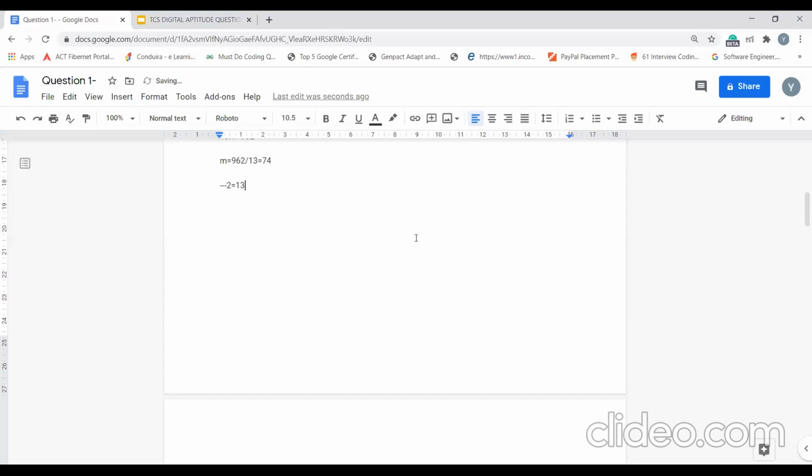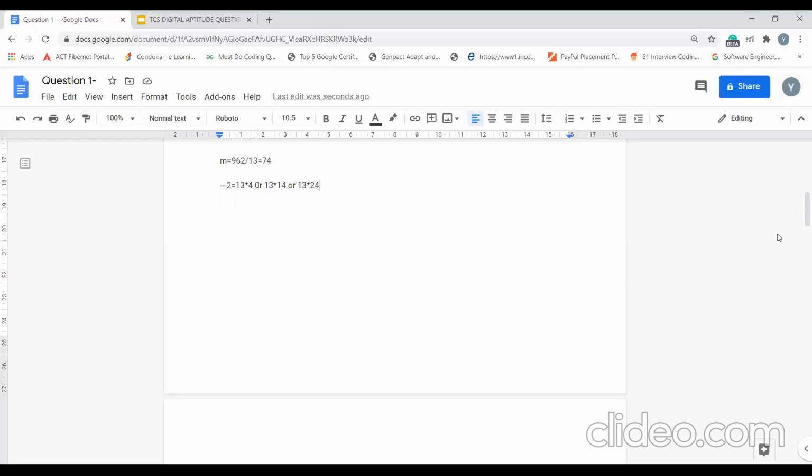In the 13 table, we get last digit 2 when 13 fours are, or 13 14s are, or 13 24s are. So for the multiples 4, 14, 24, you will get last digit as 2. So from here we have a hint that the multiples are 4, 14, 24, 34, 44, and so on. If you want to delete some option, you can delete like this.